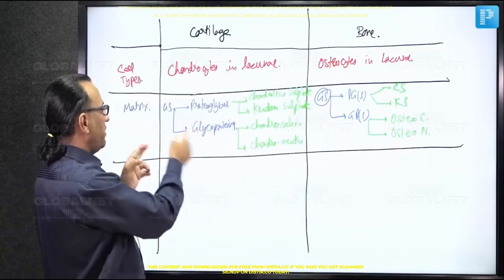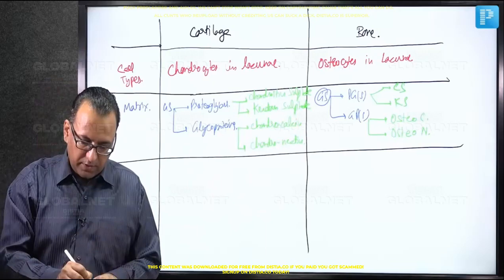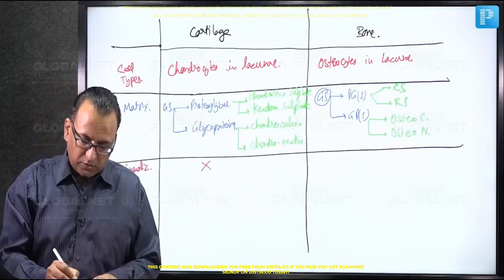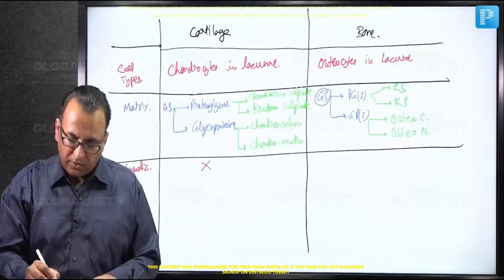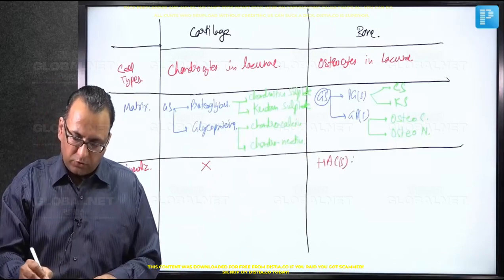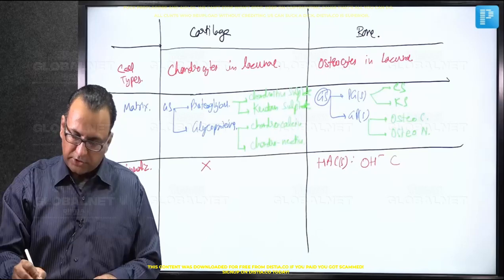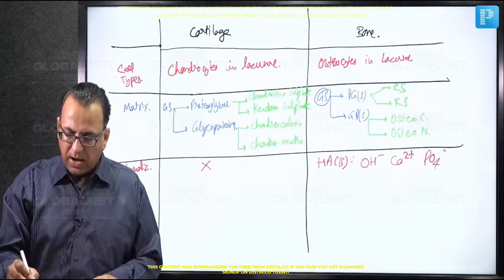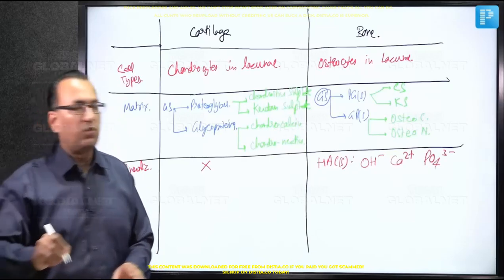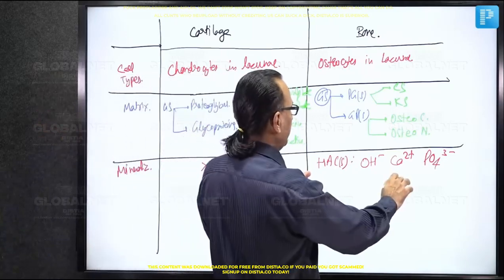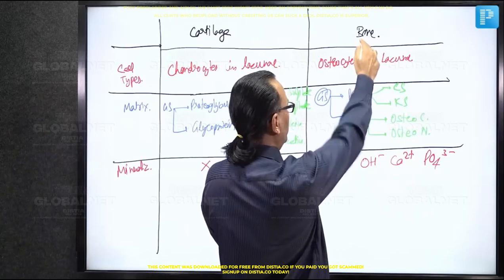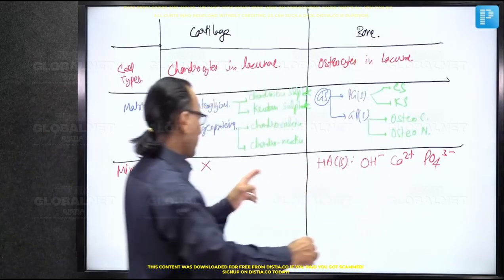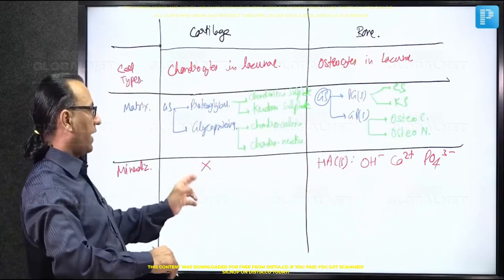Now, what about the mineralization? When we talk about the mineralization, cartilage has no such thing. But in the bone, we have hydroxyapatite crystals, where you have to mention the hydroxyl ion, calcium ion, the phosphate ion. And this mineralization of the bone is the factor which gives hardness to the bone, strength to the bone. Cartilage is more of a hydrated structure and more flexible structure.